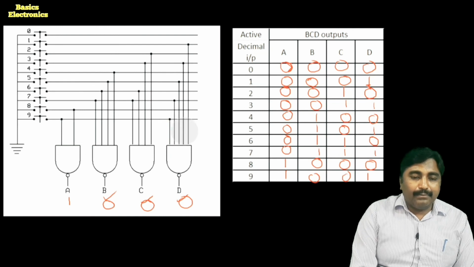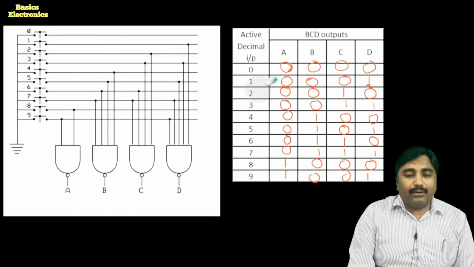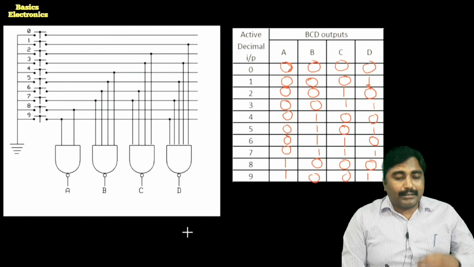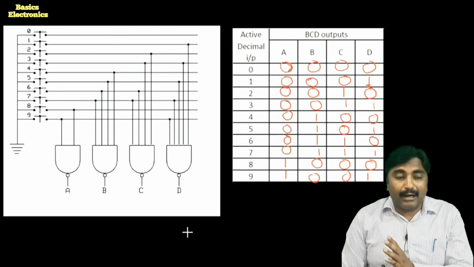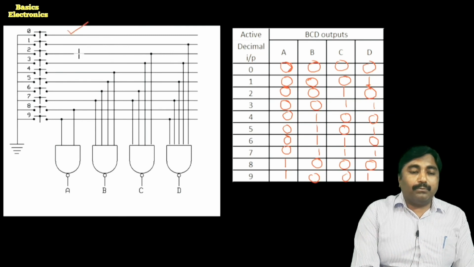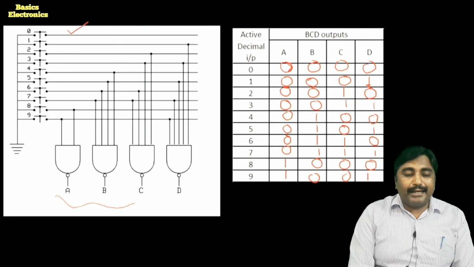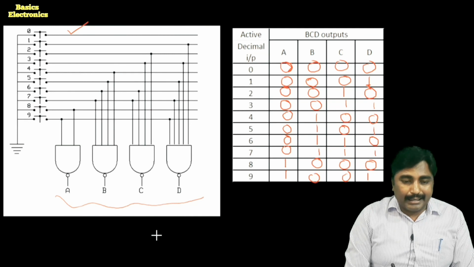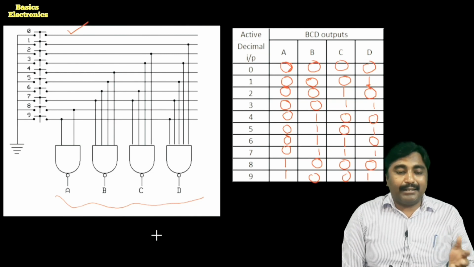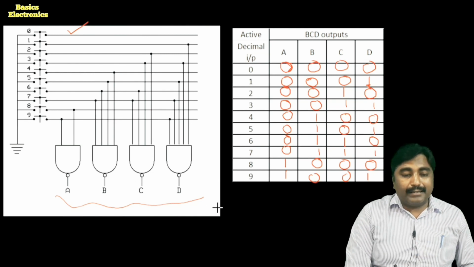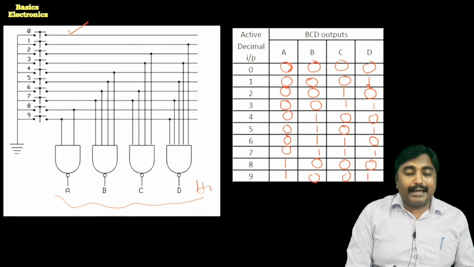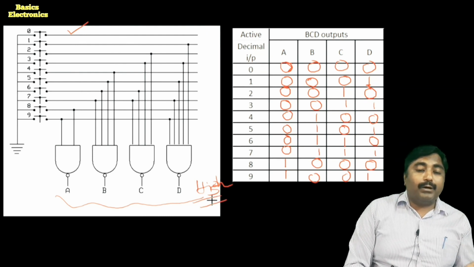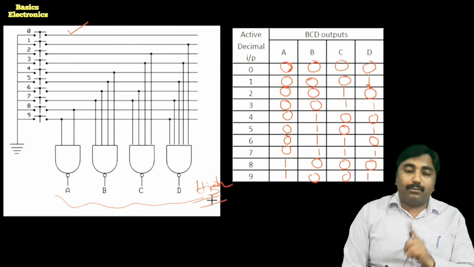So in this way we can construct the encoder, and the encoder converts the decimal input into the BCD output. For application of input we are using the switches and to get the output we are using the OR gates. This is having active low input, but the output is active high. So we call this an active low input, active high output encoder.